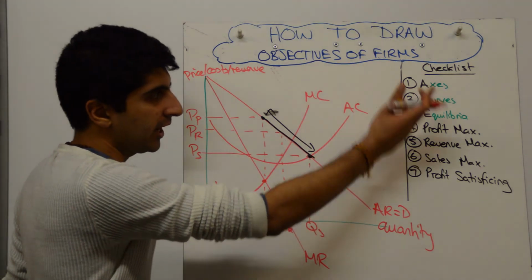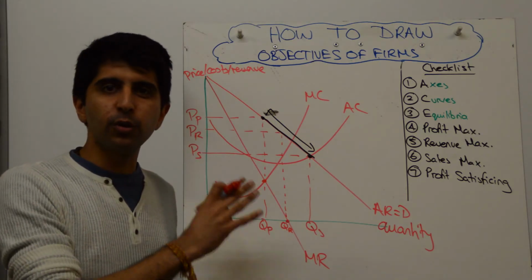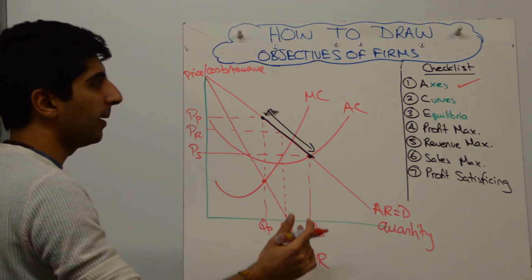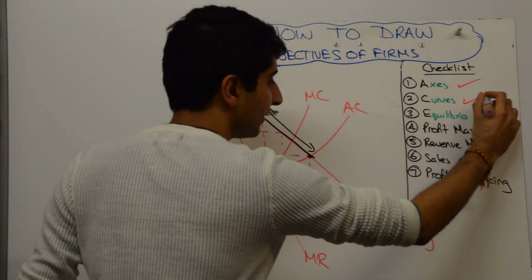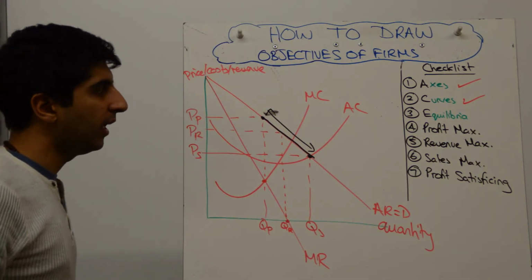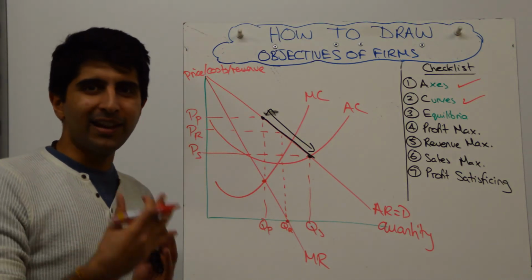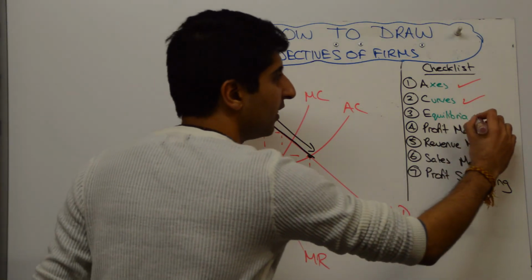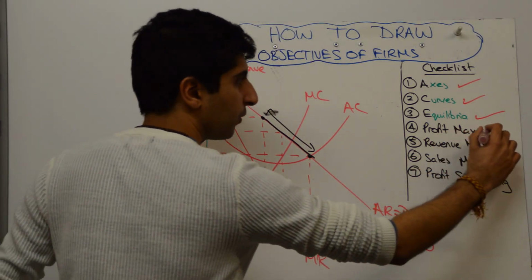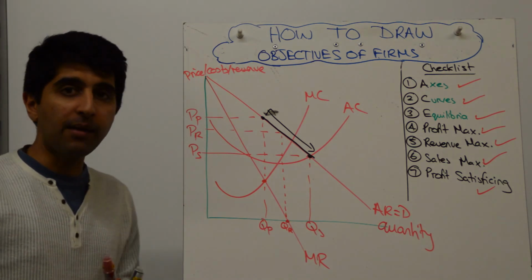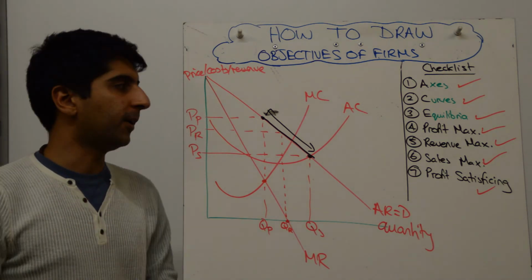Then we want to go through our checklist and just make sure that everything we wanted to have done, we have done. Have we labelled our axes? Yes, we have. Have we labelled all of our curves? Yes, in exactly the way we should have done. Wonderful. Have we labelled all the different equilibria? We have. We made sure that the letters tell us something. Very good. We've got profit max done. Yeah, we've got revenue max done. We've got sales max done. And we've got profit satisficing. So everything we wanted to have done, we've done.